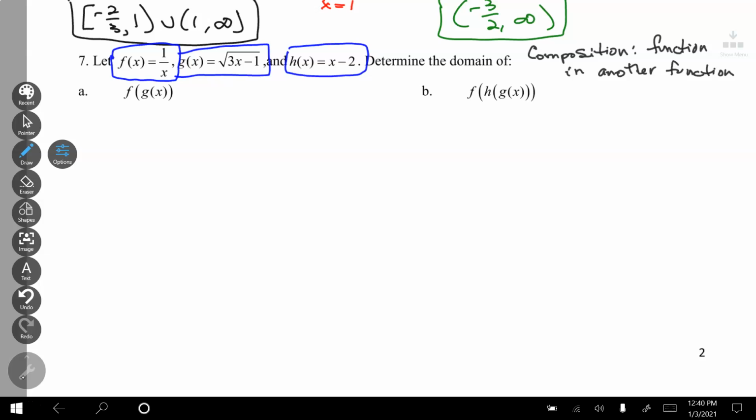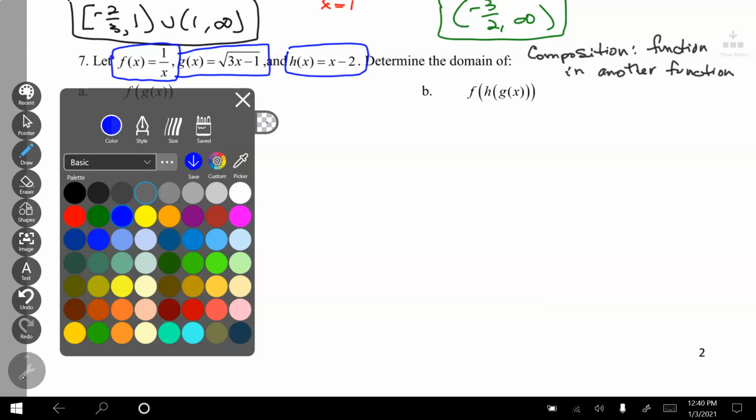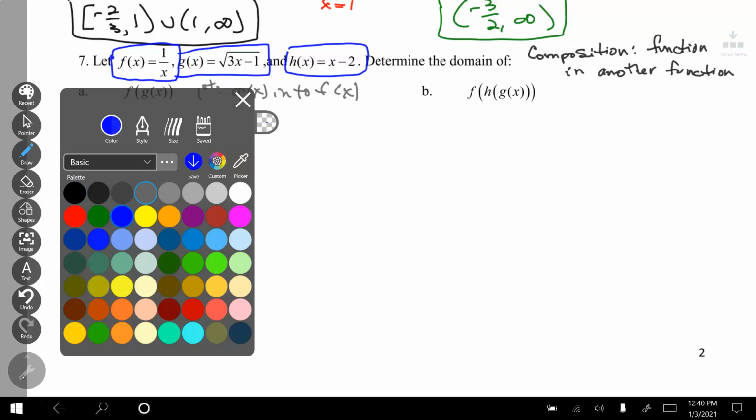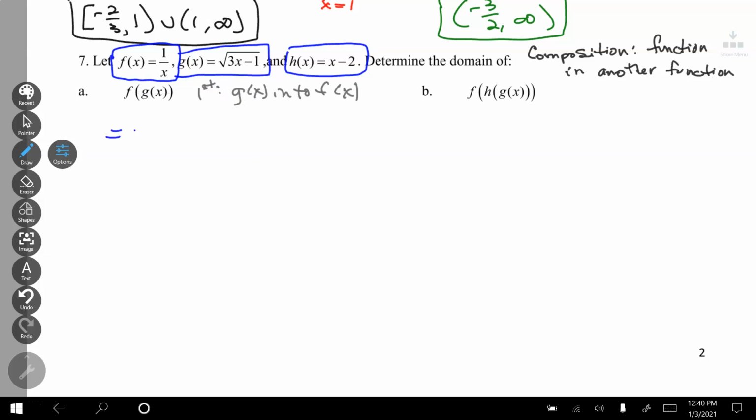So my composition over here is, I'm first going to put the function g into the function f. So when I do that, I say this is equal to f of, well, the g function is just the square root of 3x minus 1.